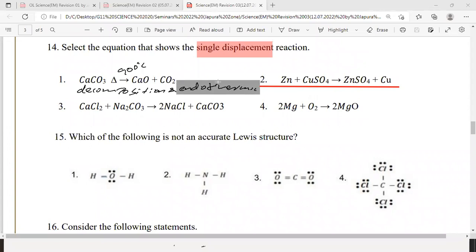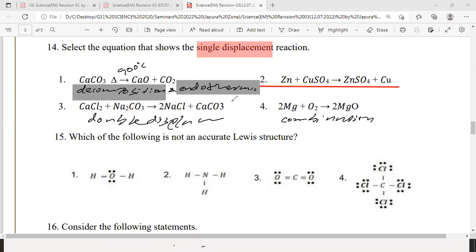I don't know if they have done this yet. Because in the exam they can combine both grade 10 and grade 11 chemistry. Then the second one, that is the answer. Fourth one is combination reaction, chemical combination. And third one is double displacement reaction.